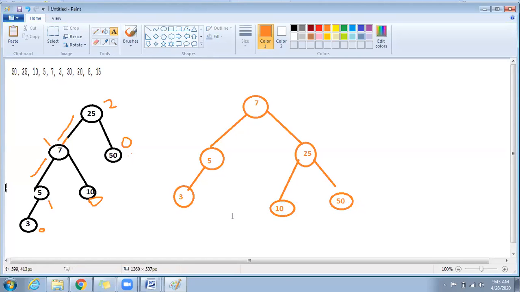Okay, so now I will post one problem. You can continue this problem also. The same problem I am putting. You try to finish that. Okay, guys, is it fine? Still few more elements you have to insert: 30, 20, 8, 15. Try to insert. And if any doubt, we will discuss that.